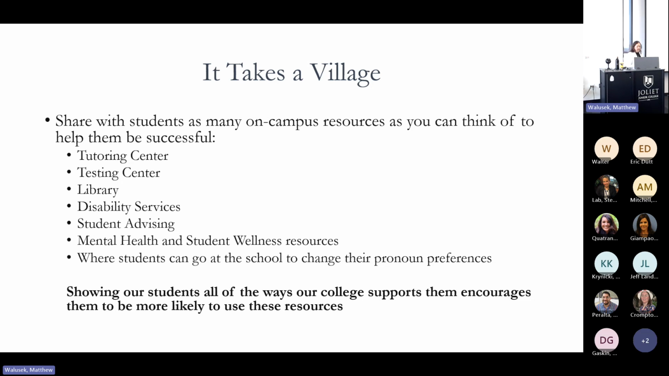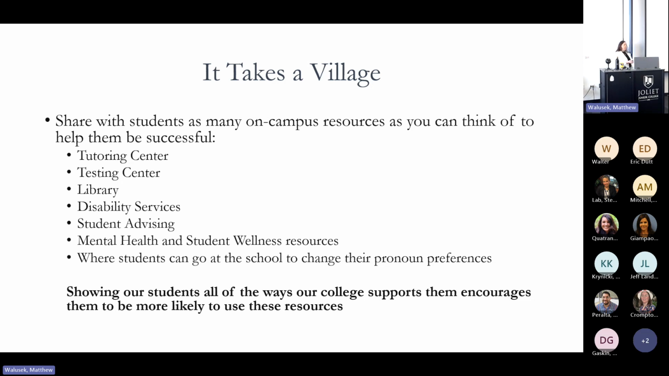And that pretty much, like I'm saying on the bottom here, shows our students all the ways our college supports them, and encourages them to be more likely to use those resources. So just something that I wanted to throw in there. Don't just rely on Simple Syllabus to put it in there for you. Look for ways to bring that to life as well. So I'm always trying to bring my syllabus to life in the classroom.